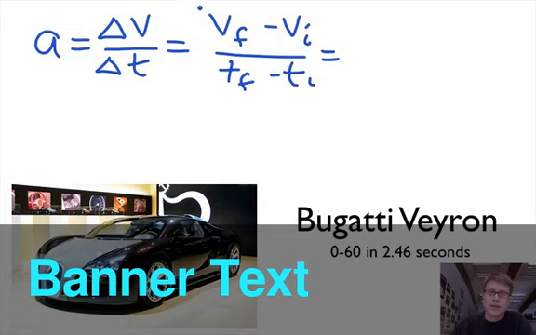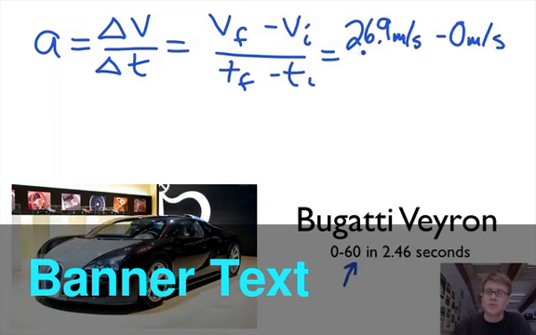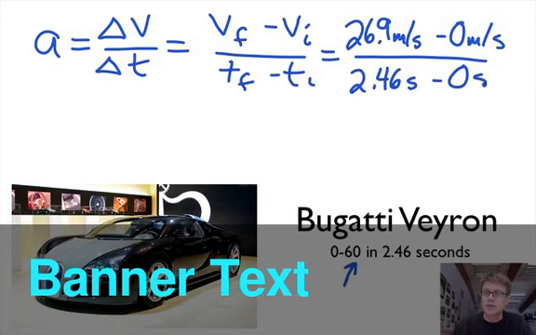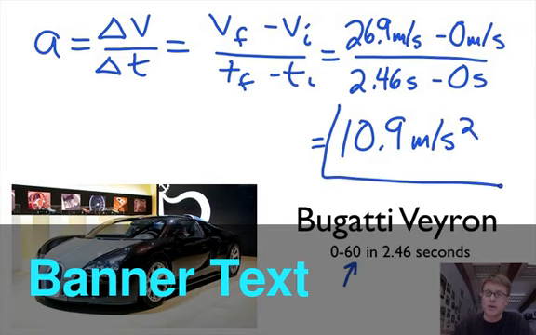So what's our final velocity? Our final velocity is going to be 60 miles an hour, which we couldn't use in an equation. We have to convert that to meters per second. So that'd be 26.9 meters per second minus 0, because it starts at a standstill. What is its final time? Its final time is going to be 2.46 seconds minus 0 seconds, because it goes from a standstill. And so now we could figure out the acceleration. So 26.9 divided by 2.46 is going to be 10.9 meters per second squared. So that'd be the right answer.